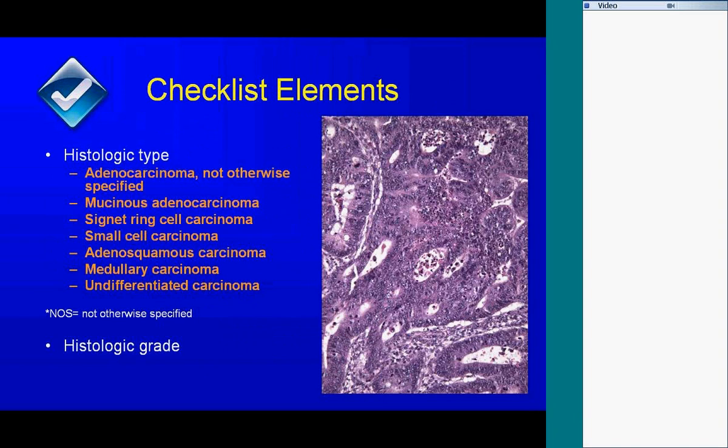The next checklist element is one that I think people don't generally have problems with at all. It's determination of the histologic type. And we've listed some of the more common types of colorectal cancer histology that you see, but by no means all of them, but this should encompass most of the elements seen in practice. And you'll notice that the photograph is of a very typical colorectal cancer, and I would say that close to 90% or so of colon cancers look like this. A gland-forming carcinoma, adenocarcinoma, not otherwise specified, and usually moderately differentiated.